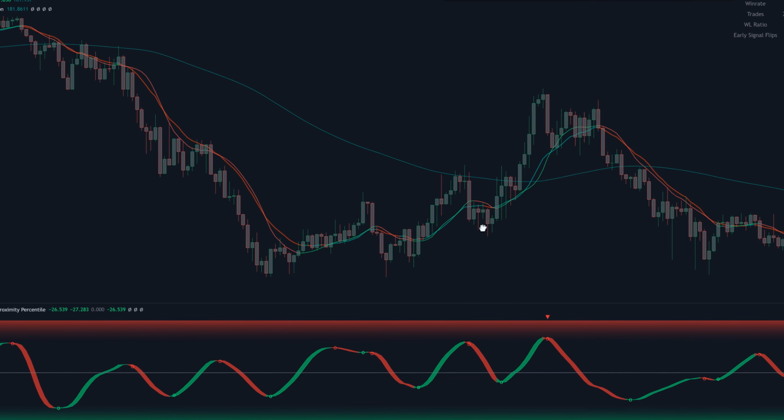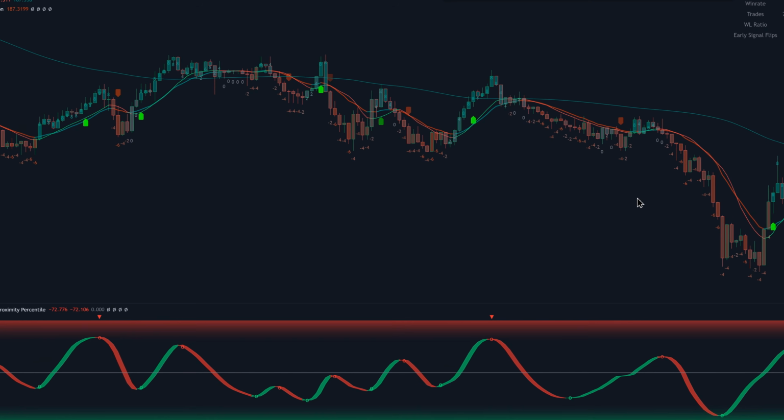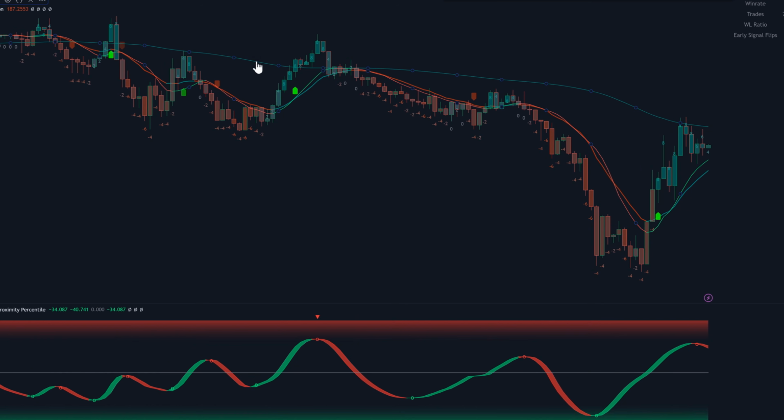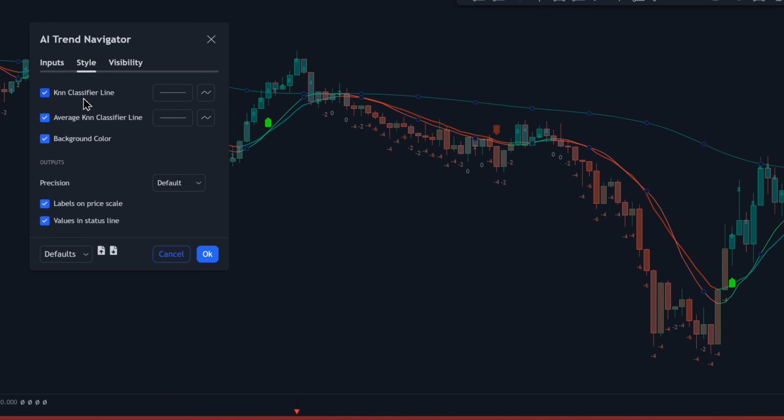Where were we? Oh, we're supposed to access the settings of these indicators and change them to suit our strategy. So double-click on the AI Trend Navigator, then on the Style tab, disable the KNN classifier line, and then increase the thickness of the average KNN classifier to make it a bit thicker.